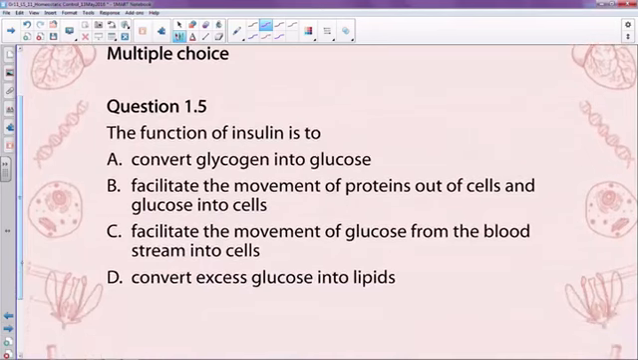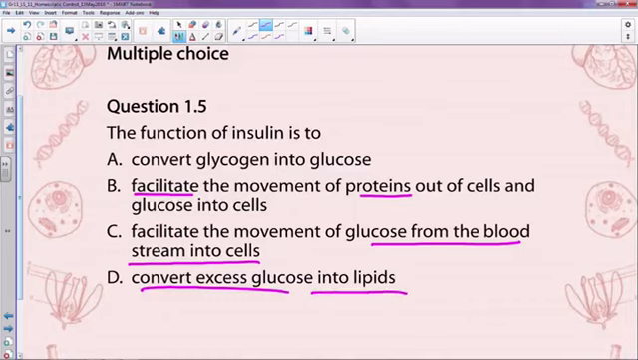The function of insulin is to: A, convert glycogen into glucose; B, facilitate the movement of proteins out of the cell; C, facilitate the movement of glucose from the blood stream into cells; and D, convert excess glucose into lipids.